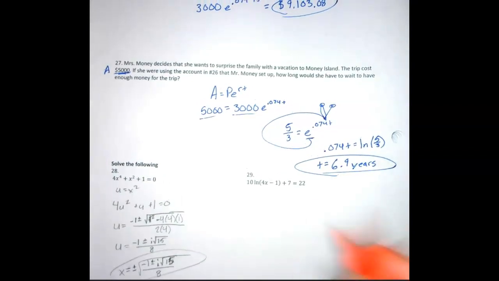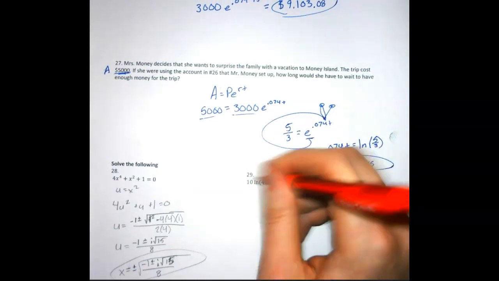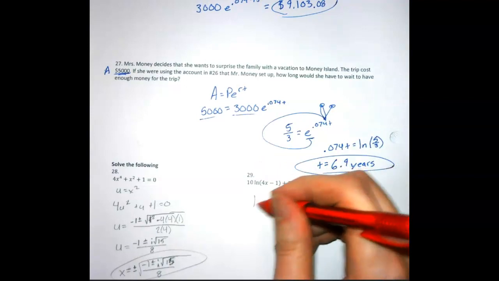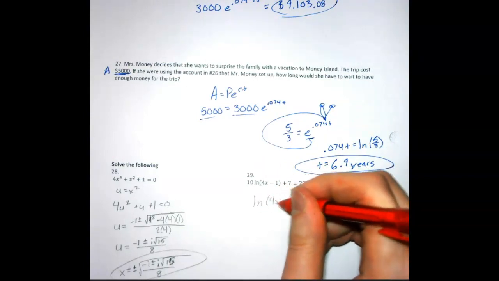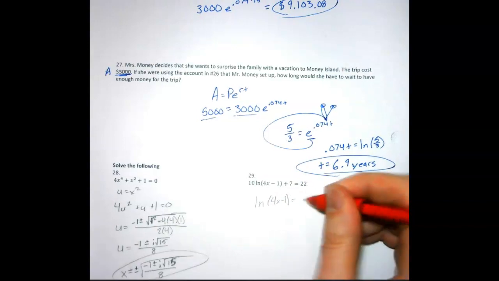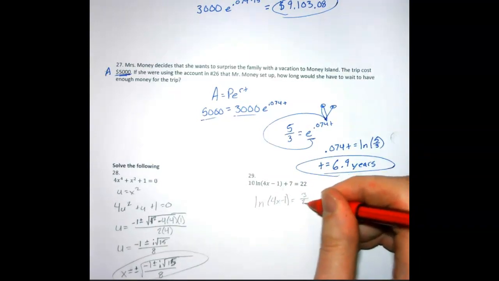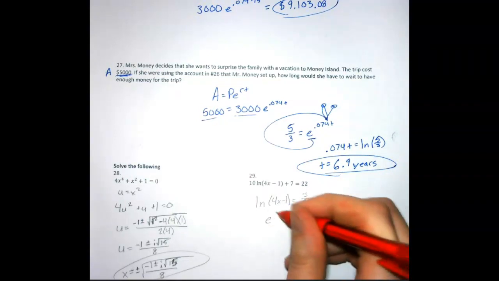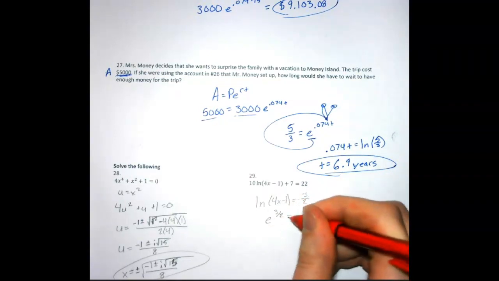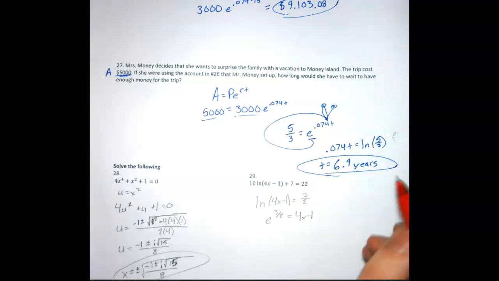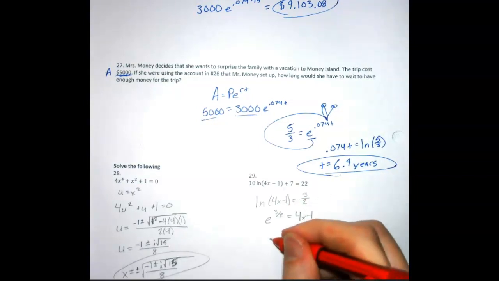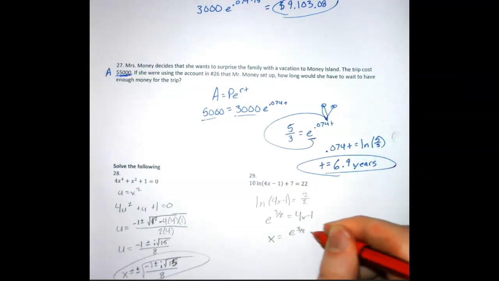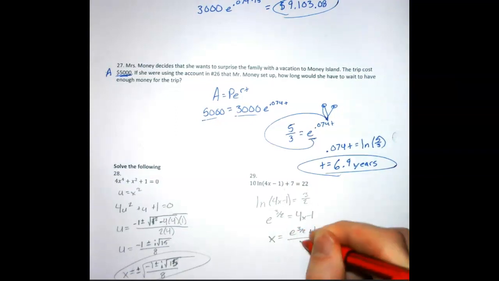For number 29, we need to get this natural log by itself. So we'll subtract 7, divide by 10. We'll have natural log of 4x minus 1 equals 3/2. We'll take our natural log, we'll have e to the 3/2 equals 4x minus 1. Add our 1, divide by 4. x equals e to the 3/2 plus 1 over 4.